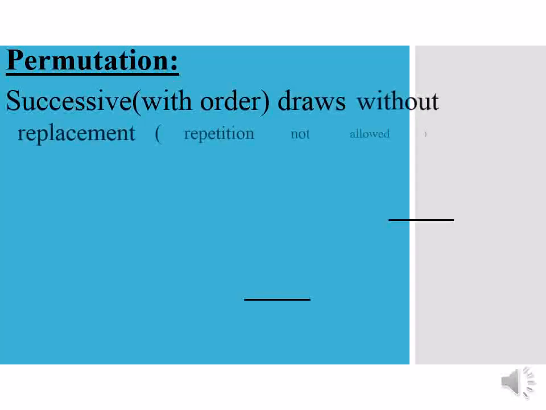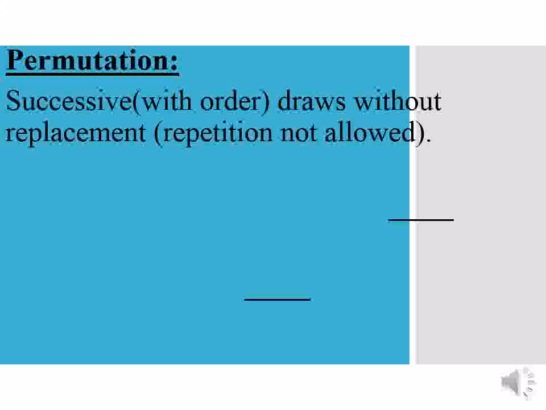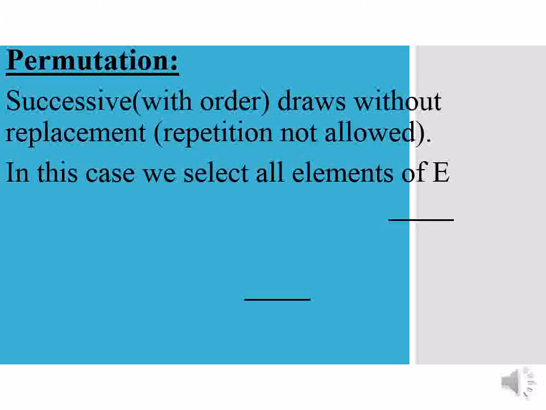Special permutation. What do you mean by permutation? Permutation is also successive with order, the successive draws without replacement, repetition not allowed. In this case, we select all elements of the set. In this case, p equals n.